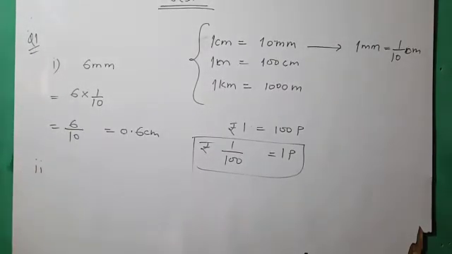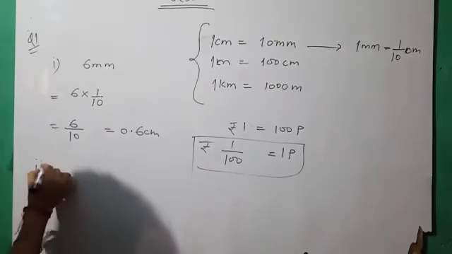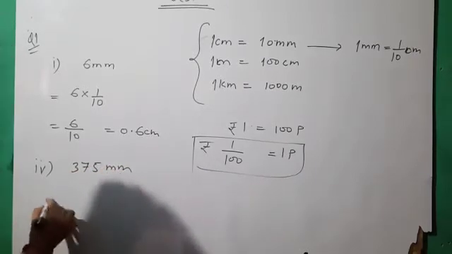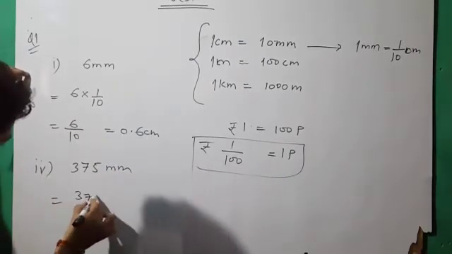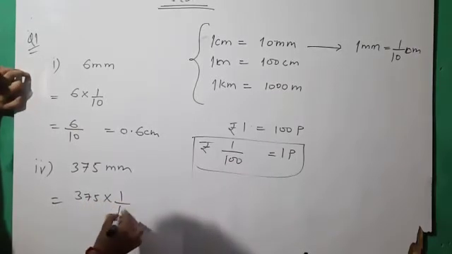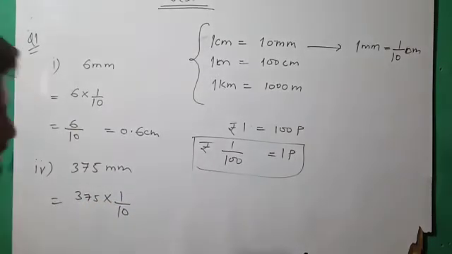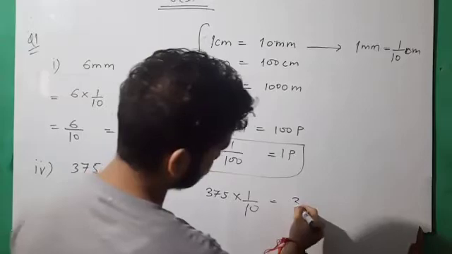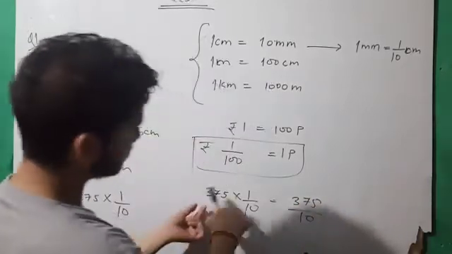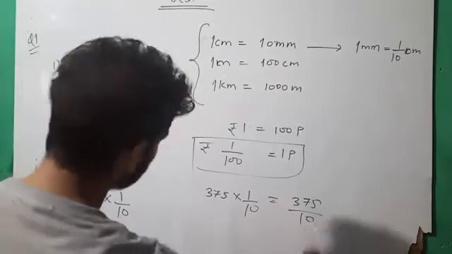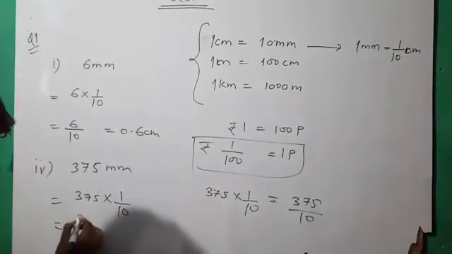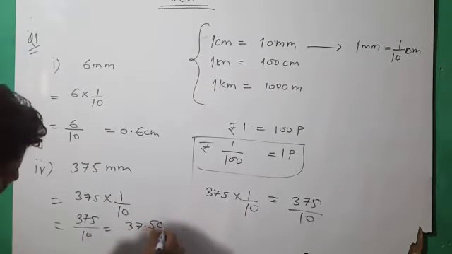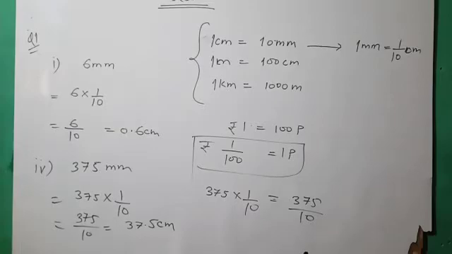Now the last part is 375 mm. We have to convert this by multiplying by 1 by 10, or we can say divide by 10. These are the same thing. Multiply by 1 by 10 or divide directly by 10, both are the same, because 375 multiplied by 1 becomes 375 upon 10. 375 divided by 10 becomes 37.5 centimeter. So 37.5 centimeter is the answer.